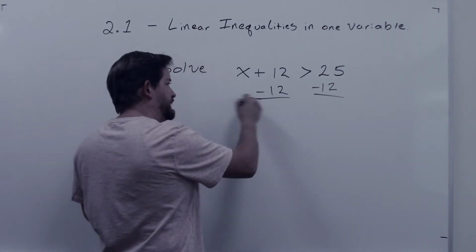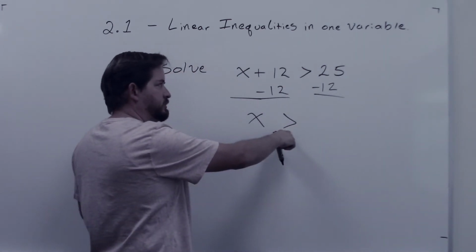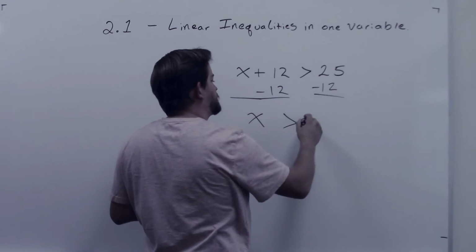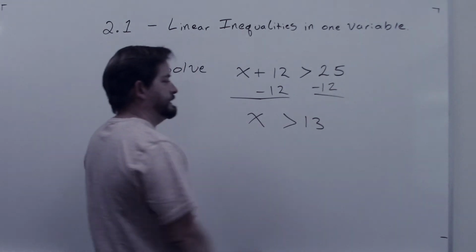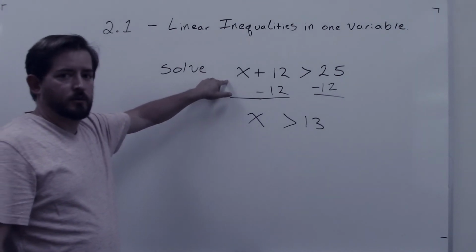On the left-hand side, that just leaves me with the x. I don't have to be careful with my sign. It's just greater than still. 25 minus 12, 13, and that's it. All of the numbers greater than 13 will satisfy my original inequality.